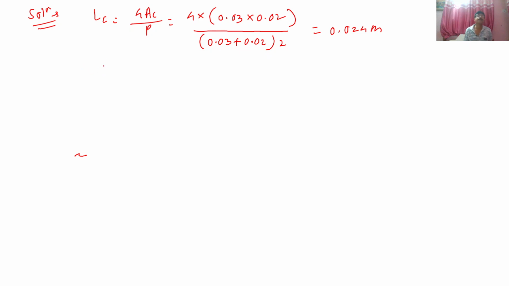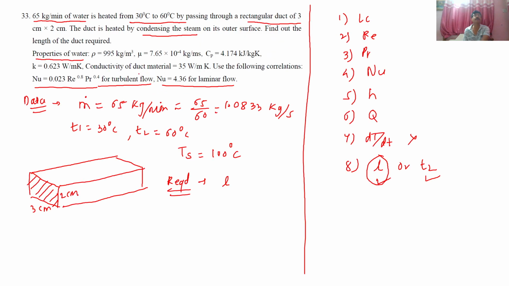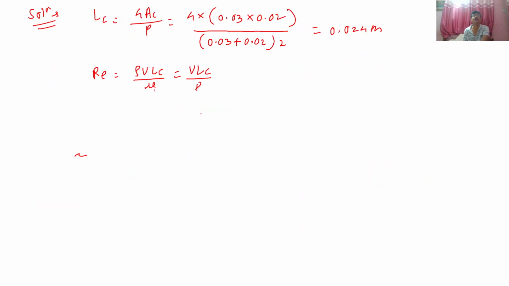Now the next step is to find out the Reynolds number. Rho V LC by mu. This is the formula. The second formula is V LC by nu. What is the property given? If dynamic viscosity is given, use the first formula. If kinematic viscosity is given, use the second formula. Mu is given, so definitely we need to use the first formula.